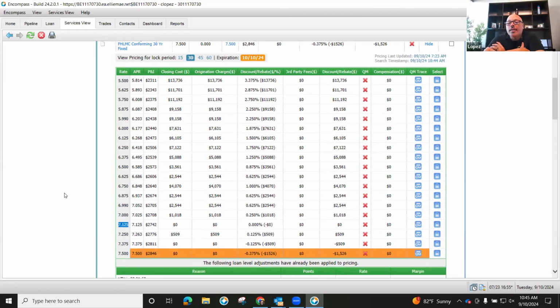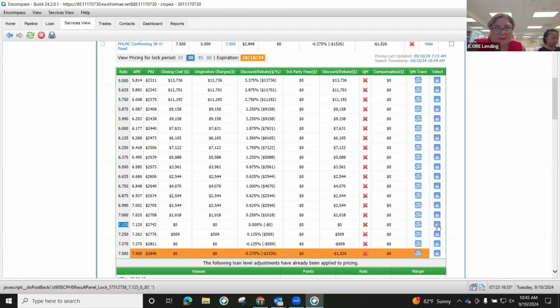If I wanted to lock this loan, all I have to do is push the lock button here. It will kick you out of Encompass, and it will send the request to the lock desk, which happens to be me right now, unfortunately. Then I will go in on my end and verify the lock request. I will make sure that the investor matches. And once I do the lock with the investor, I will push back an acceptance or a denial or a change.